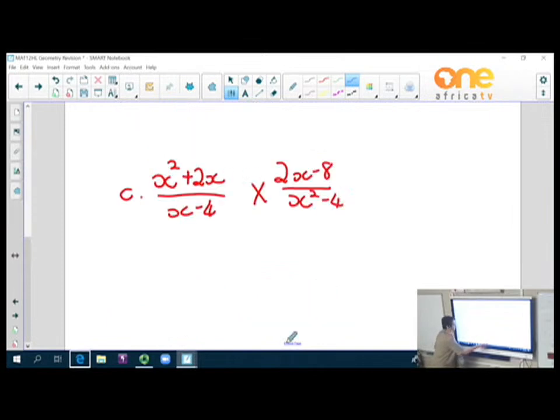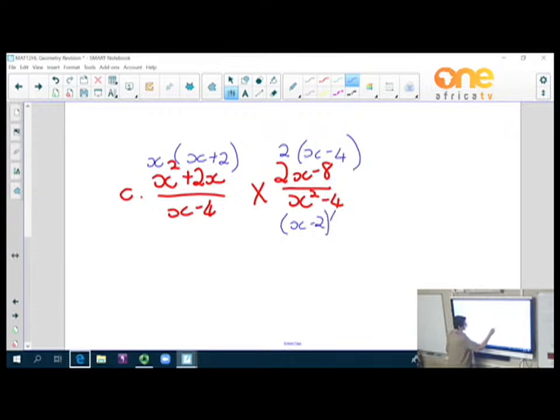So here we have number C, and again I need to factorize. This is the highest common factor, so we take out x plus 2. This is also the highest common factor, so you take out 2x minus 4. This is the difference between squares, so it's x minus 2, x plus 2. I first need to factorize before I can cancel. Right, now it's the nice part where we cancel. What I do at the bottom, I do at the top.